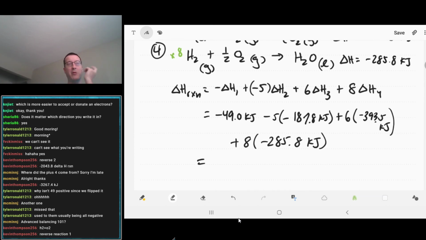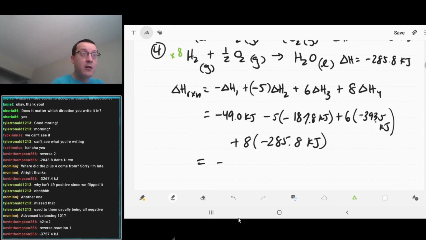Next one we'll do, we won't do a combustion reaction. We're going to do one that's easy, just a non-combustion, just so I can show you it's not always the same thing. There are slight things we might have to do. Great. So negative 3757.4 kilojoules per mole. Woo! Exciting.